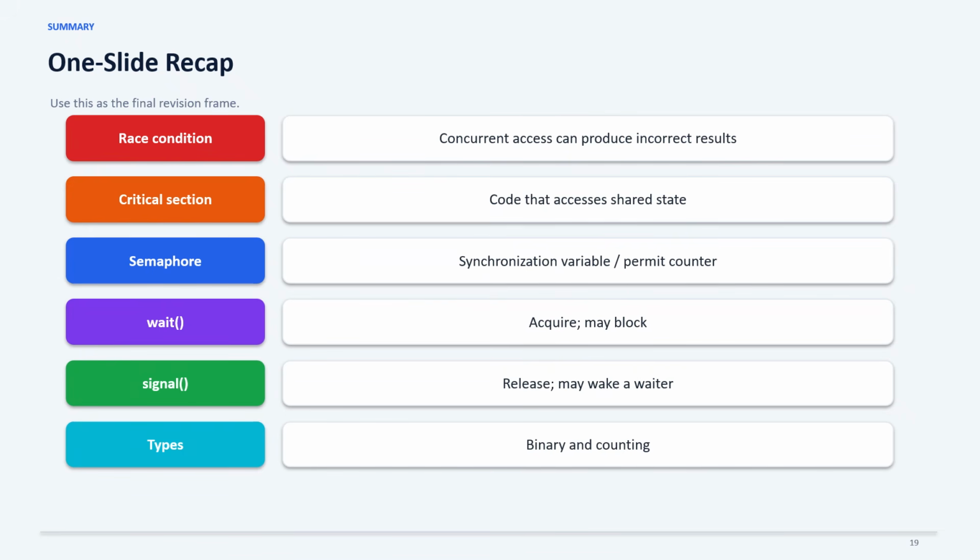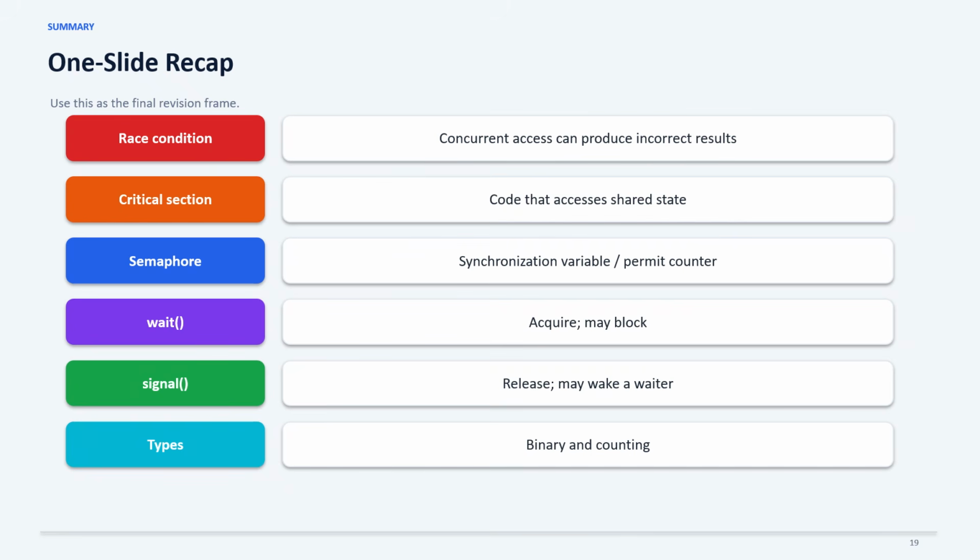Let us quickly revise what we have learned this session. A race condition occurs when concurrent access to shared data produces results that depend on execution timing. A critical section is a portion of code that accesses shared resources. A semaphore is a synchronization mechanism that controls access or coordinates execution. The wait operation attempts to acquire a permit and may block. The signal operation releases a permit or wakes an eligible waiting process.